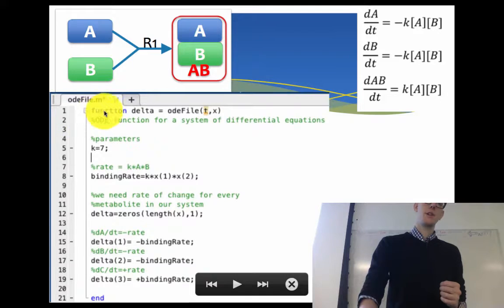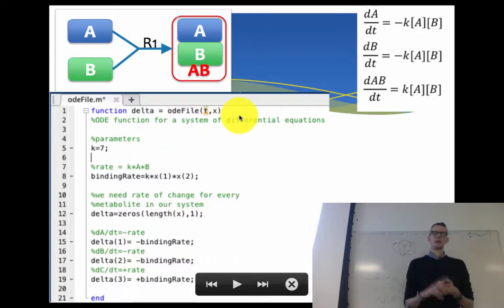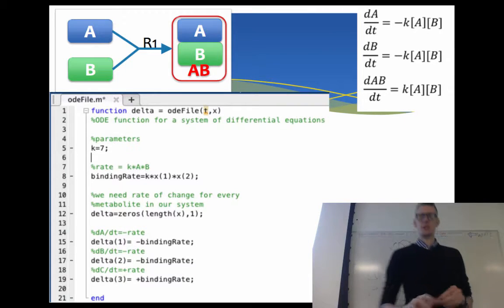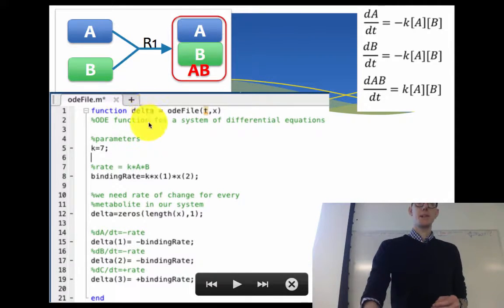So I've created a new function. I've called it odefile.m. It has a function definition at the top. I've called it ODE file, and it has to have these two inputs, one of which is time, and one of which is going to be this x variable, where x is going to be the concentration of each metabolite. So x1 is going to be the concentration of A, x2 is going to be the concentration of B, and x3 is going to be the concentration of AB. So as long as we have this format, MATLAB knows what to do. And it's going to return some delta. I'll talk about that in a second.